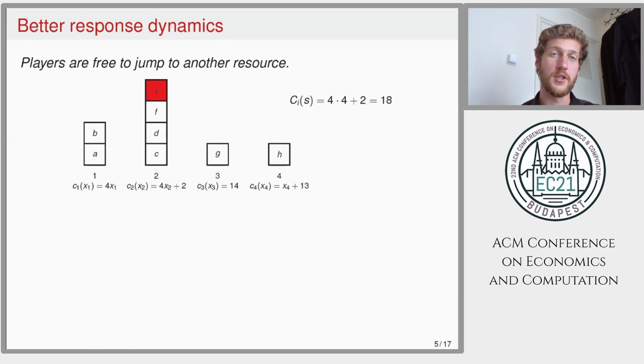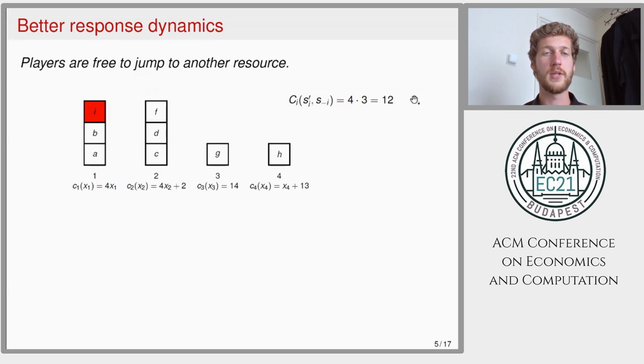Now, one way to play such a game is by means of better response dynamics. So in better response dynamics, the idea is that players can move around to another strategy in order to improve their cost. So for example, here player I currently has a cost of 18, but if she would deviate to resource 1, she only has a cost of 4 times 3 is 12, so it's an improvement of 6. And here we use the strategy profile (Si', S-i) to denote the strategy profile in which player I unilaterally deviates to the resource Si', and all the other players keep the strategy that they had in the original profile S.